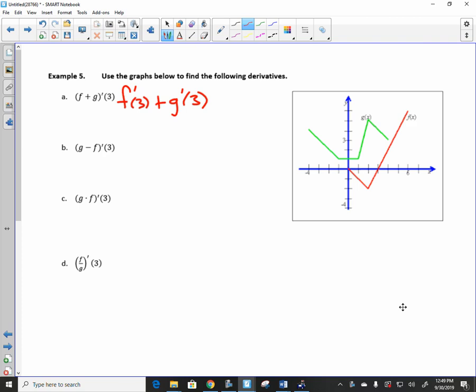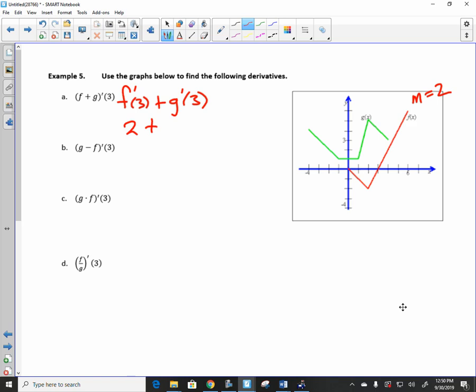So I look at f, and I'm going to find the derivative at 3, or rather the slope. So what do I have here? I rise 1 and run... Is it rise 2 and run 1? Is that what we got here? Do you agree that the slope of the red line is 2? So therefore, f prime of 3 is 2, plus g prime of 3.